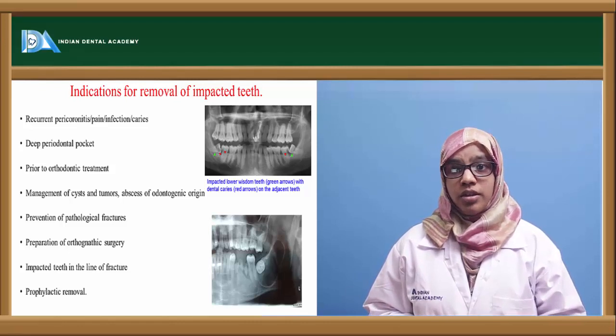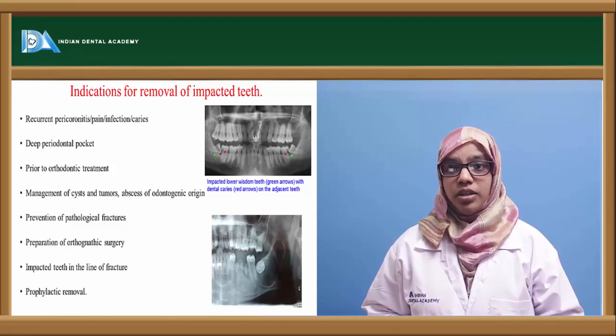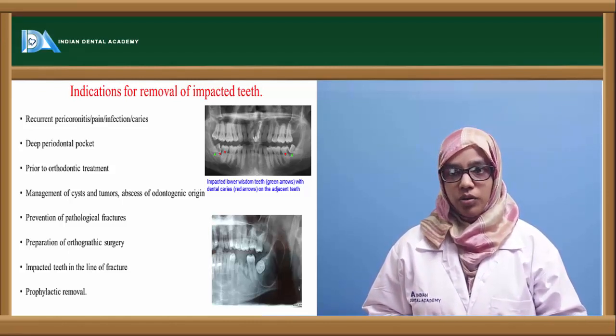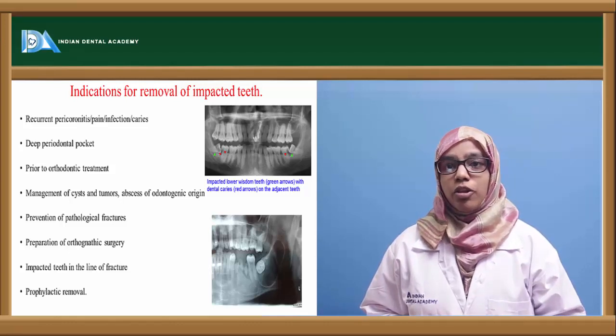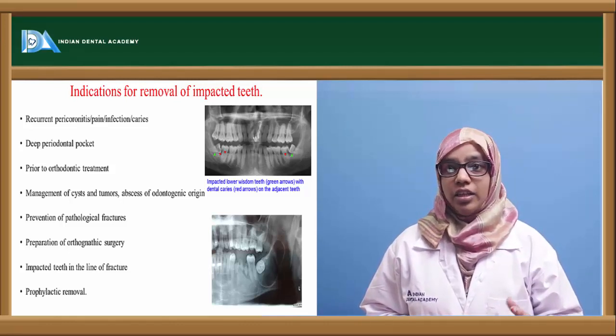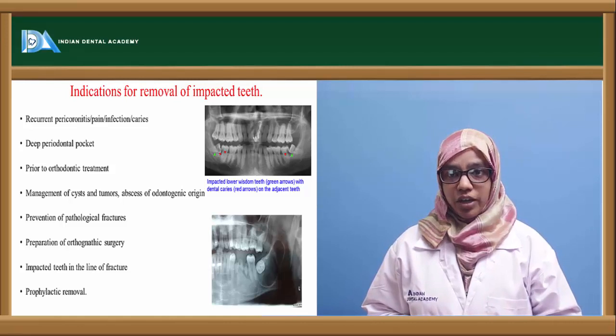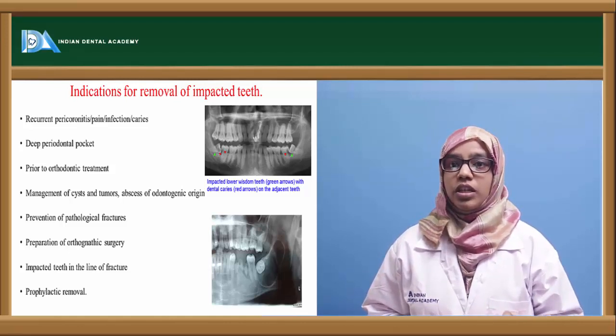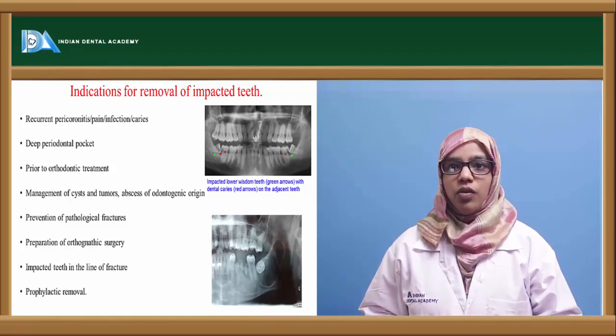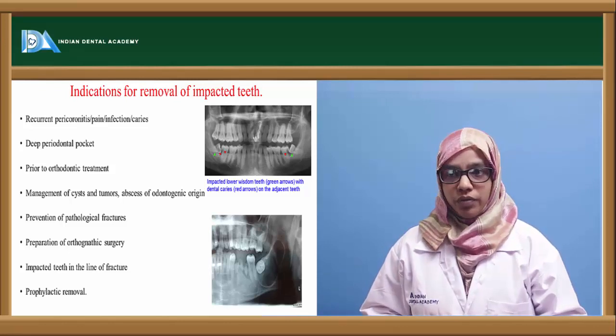If the third molars are associated with cyst, tumor, in that case you need to remove the third molars. Presence of any pathological fracture, if the tooth is present in the line of fracture, you need to remove the tooth because it can cause a nidus of infection and will cause malunion of the fracture.